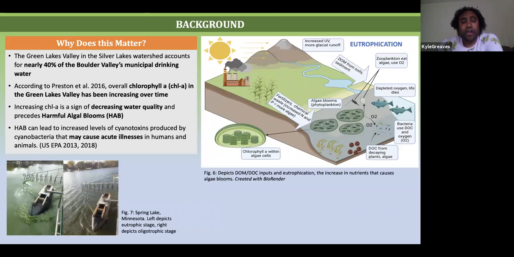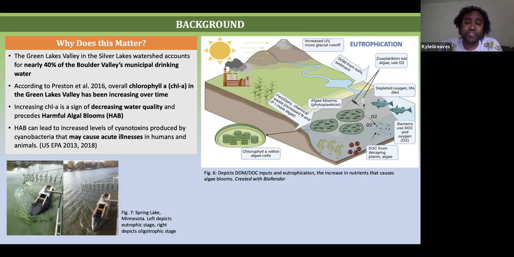So why does this matter? The Green Lakes Valley in the Silver Lakes watershed accounts for about 40% of Boulder Valley's drinking water. So we need to know how much chlor-A is in this drinking water, because there's been a lot of previous research showing that increasing chlor-A levels has a positive correlation to decreasing water quality.